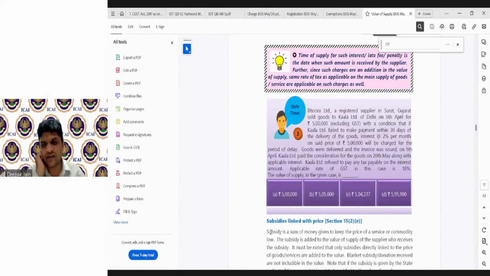Why are you saying 5,95,000 rupees? 5,95,900, I didn't find the logic for that, because it is only interest, right? Only interest. So what have they asked you? Applicable rate of GST in this case 18%. Value of supply. We need to calculate the value of supply, not anything else. So the value of supply becomes 5,05,000 rupees.